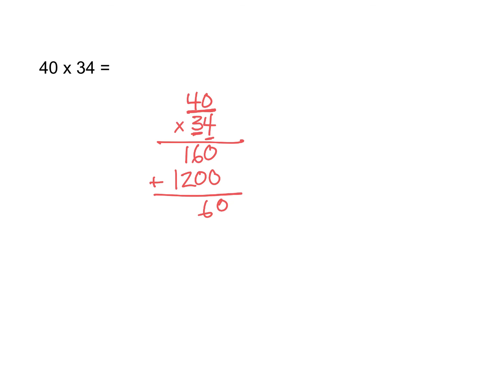We have 40 times 34, or 4 tens times 4 ones plus 4 tens times 3 tens. So 4 tens times 4 ones is 16 tens. 4 tens times 3 tens is 12 hundreds. So when we add those together, we get 1,360.